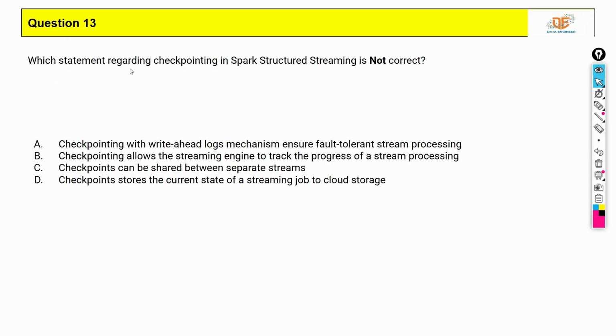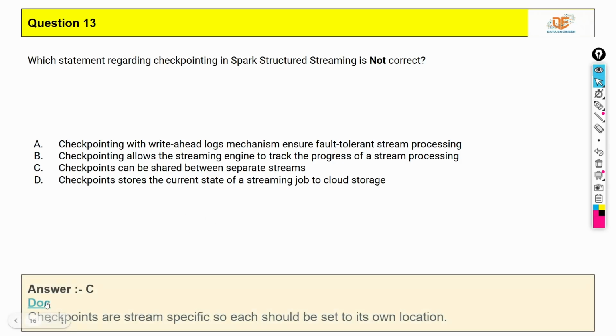Question number 13. Which statement regarding checkpointing in Spark Structured Streaming is not true? Let's see. Checkpointing with write-ahead logs ensures fault-tolerant stream processing. Checkpointing allows the streaming engine to track the progress of the stream. That's true. Checkpointing can be shared between separate streams. That's not true. Checkpoint stores the current state of the streaming job in the cloud. So here the answer is going to be C. Checkpointing cannot be shared between two separate streams.